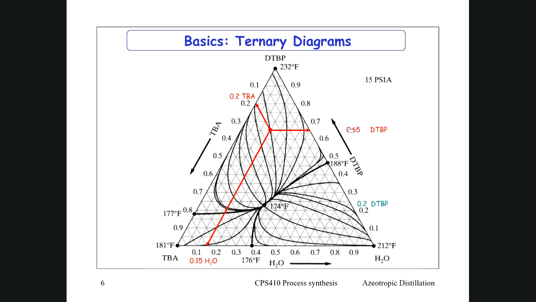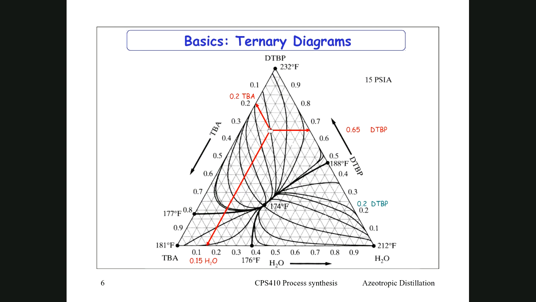And so there, 0.65 dTBP is along this horizontal line that runs across there. So if you've got a mixture that is 15% water, 65% dTBP, it's going to lie at the intersection of that horizontal line and this water line that we've talked about previously.